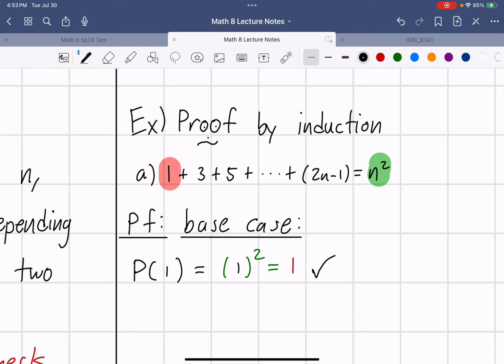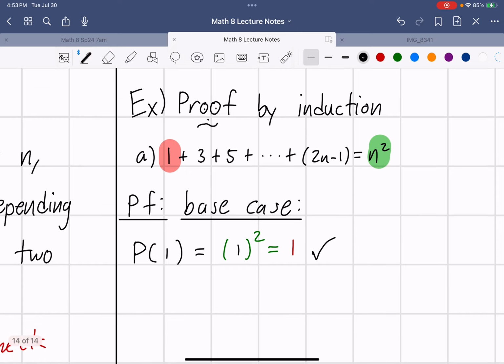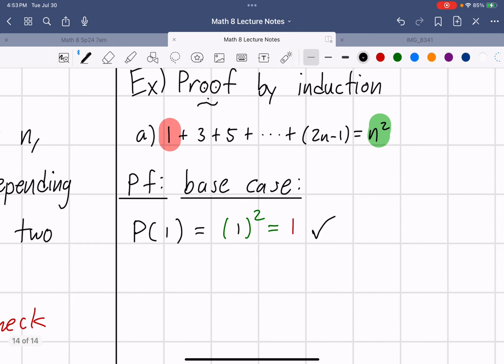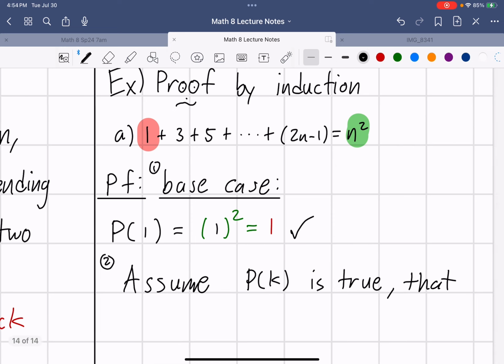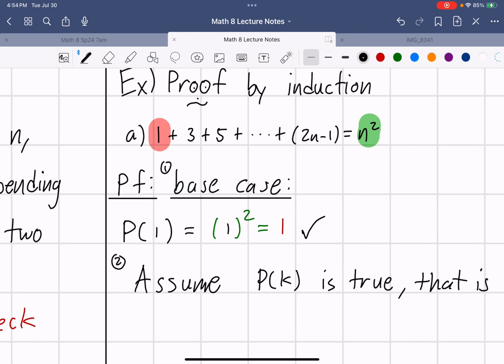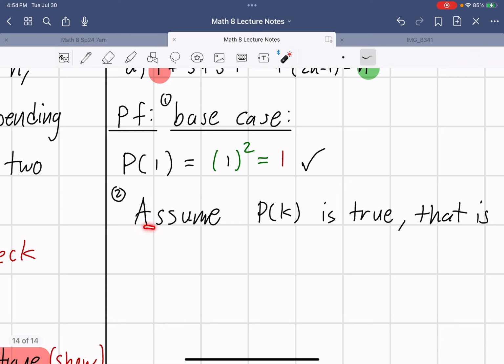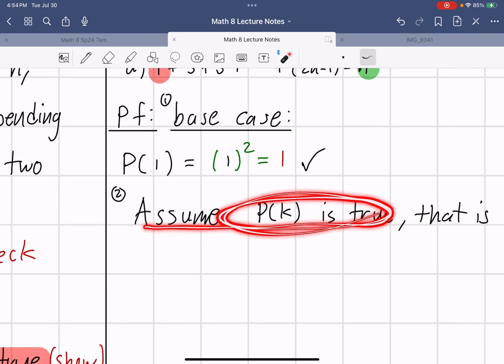Now we have to do our assumption. So this is like step 1. And then our step 2 is we have to assume P of K is true. But what does that mean? What does it mean for P of K to be true? I'm going to display what it means for this to be true.